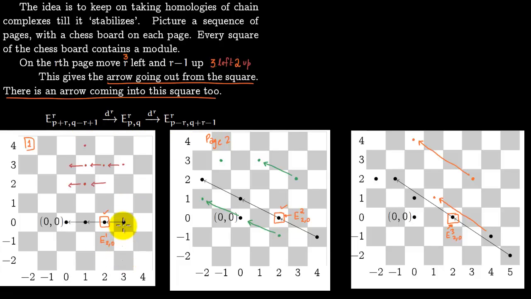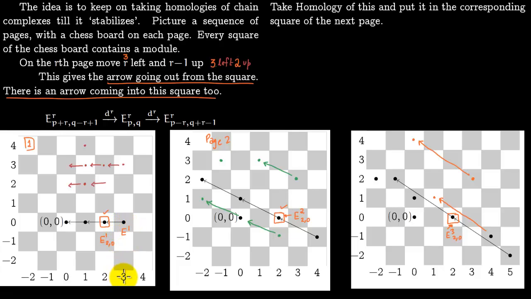So here the arrow is coming from, again we are working in page 1, so this is coming from 3, 0. You see that from 3 you're going to 2 because you have to subtract 1, you're going left. And you can just put this in at every coordinate and check. So this is our fundamental diagram. This is given to you, and corresponding to this you can take homology, and this homology you put in the corresponding square of the next page.